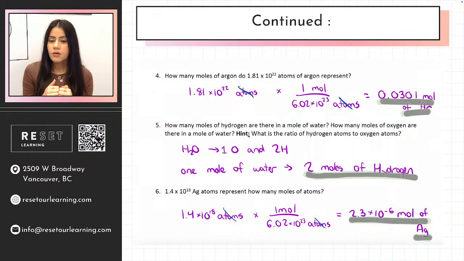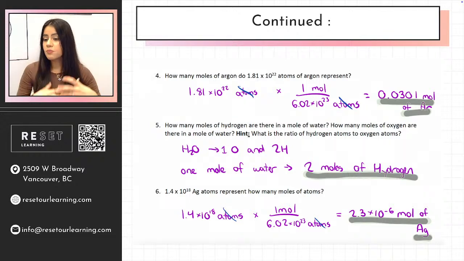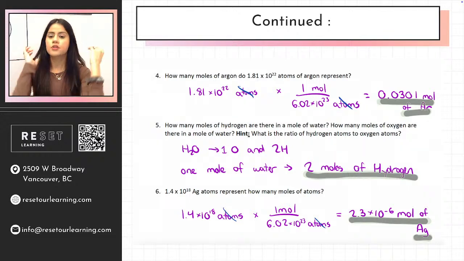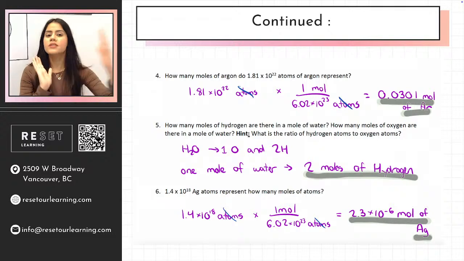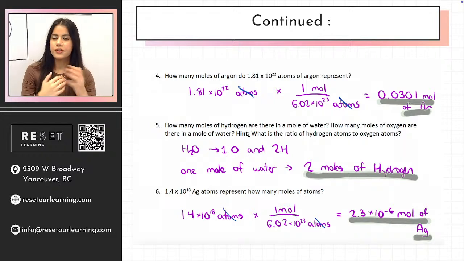One other way of ensuring that you're on the right track: your moles will never be a really big number. It will always be a small number compared to your particles, because 1 mole equals 6.02 times 10 to the 23 particles. That itself is a very big number, right? So that's another way of ensuring that you're on the right track.